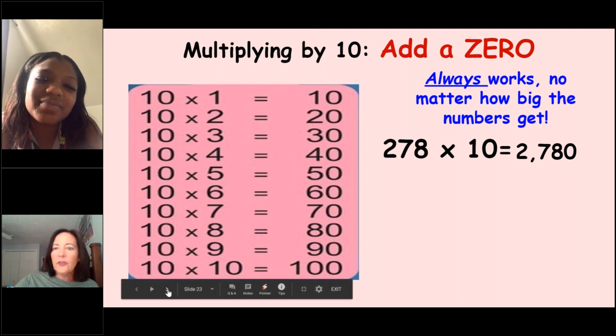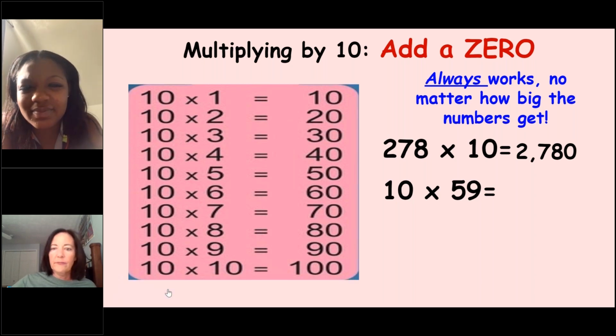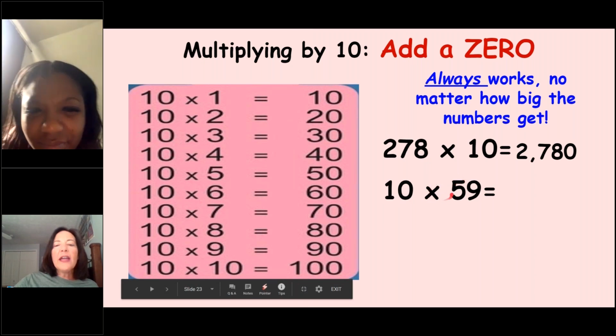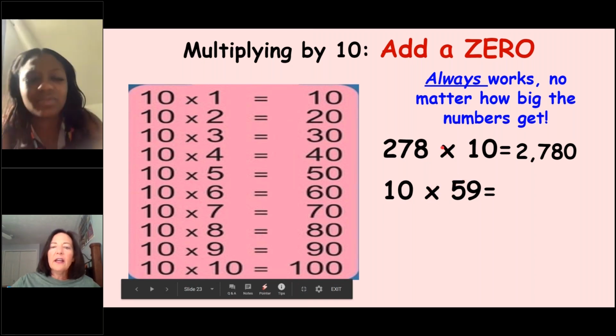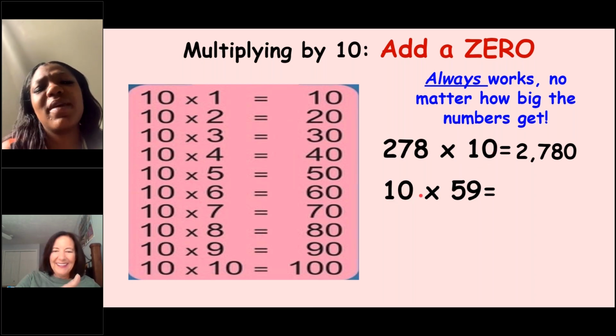So the next one, 10 times 59. What's 10 times 59? Would it be 1,059? Nope. I wrote it a different way this time. Here, I had another number times 10. I flipped it. Would it be 5,000? It would be 5,910.